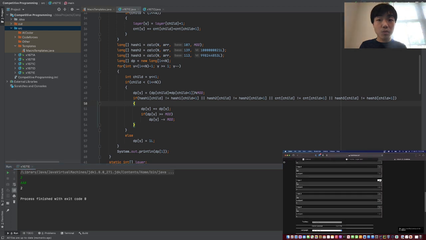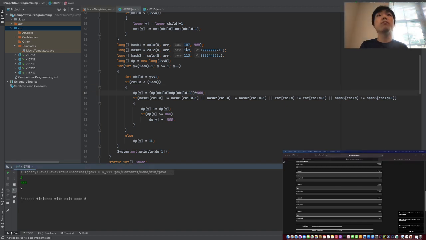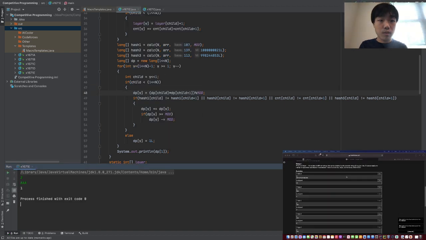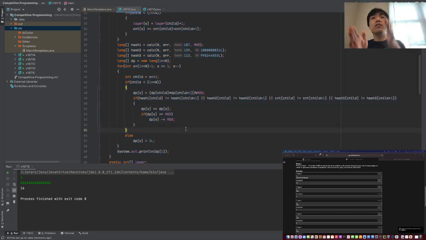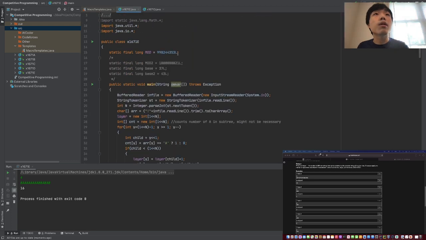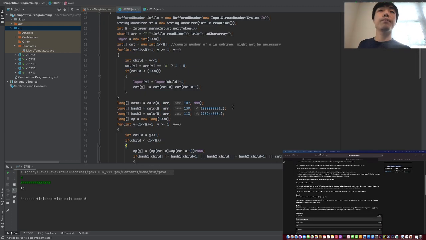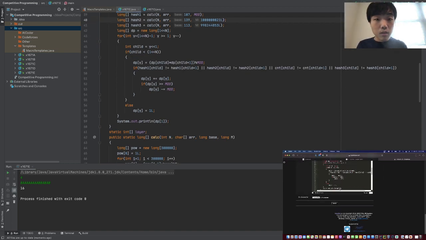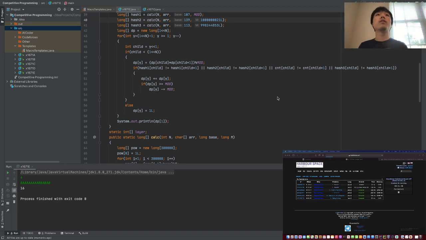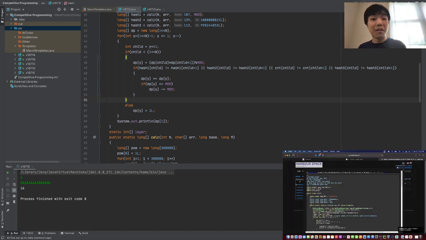Okay, 1, 2, 2, 1, 16. Okay, so now I'm using if hash 1 at child is not equal to this, or if any one of these hashes don't match, or if their counts aren't the same. Am I using the right mod? Yes. Alright, let's see if this helps or not.